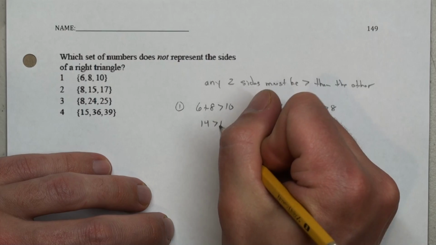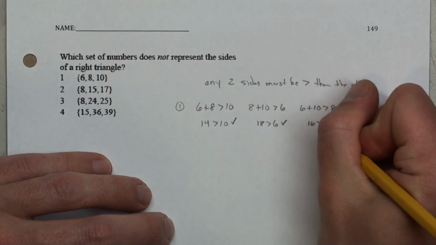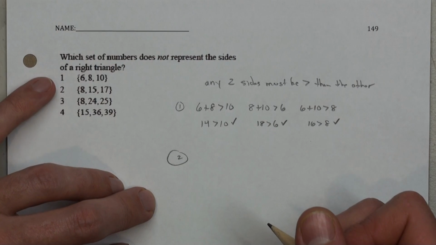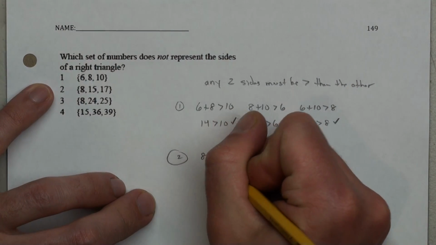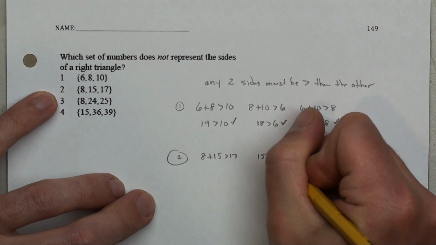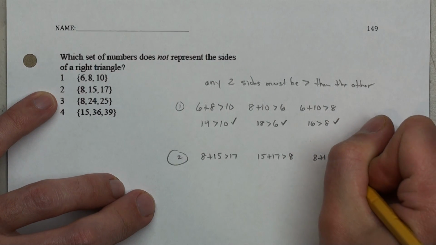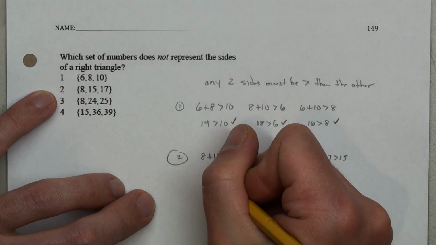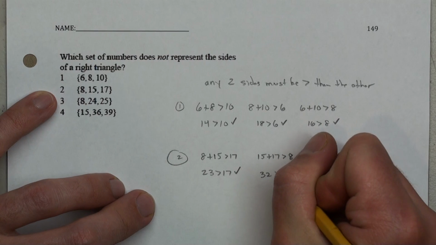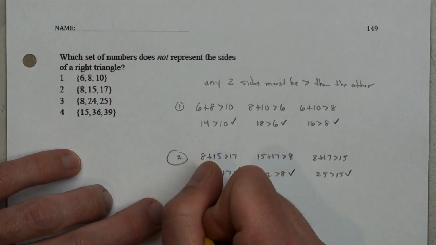This one says 14 is greater than 10. That checks. 18 is greater than 6. That checks. 16 is greater than 8. That one checks out. So we look at choice 2 because we're looking for the one that doesn't represent the sides of a triangle. 8 plus 15 must be greater than 17. 15 plus 17 must be greater than 8. And 8 plus 17 must be greater than 15. Well, this says that 23 is greater than 17. That works. 32 is greater than 8. That works. And 25 is greater than 15. That works.